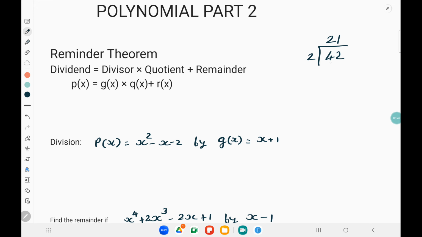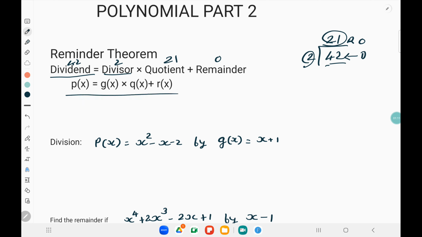So for this word, let's revise once more each part of the division. So 42 is the dividend. In this question, the dividend is 42. The divisor is this 2. The quotient is 21, and of course the remainder is nothing, which means we could say 0. So the remainder is 0.